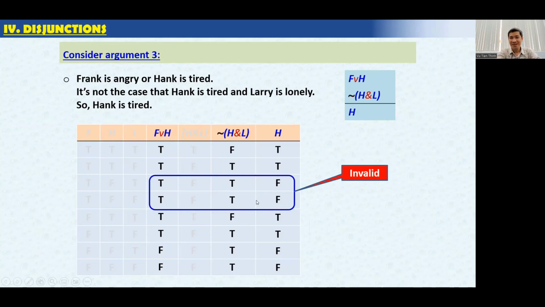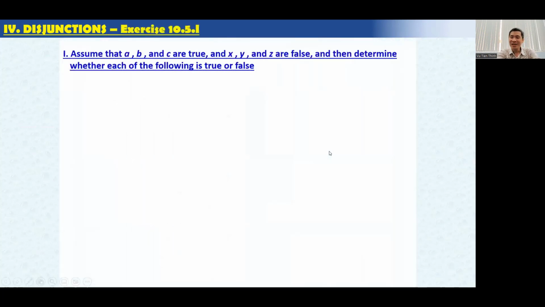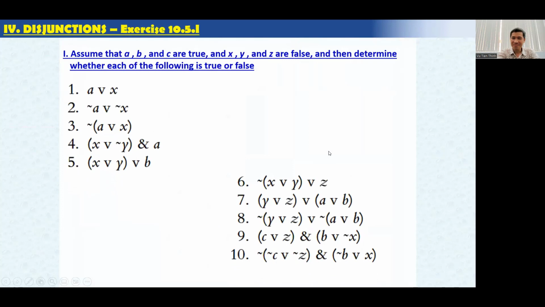Do you have a similar answer? It's a piece of cake, right? Easy. Then we are going to practice on the values of disjunctions. A, B, C are true, X, Y, Z are false. Two minutes for you to think first before you check.